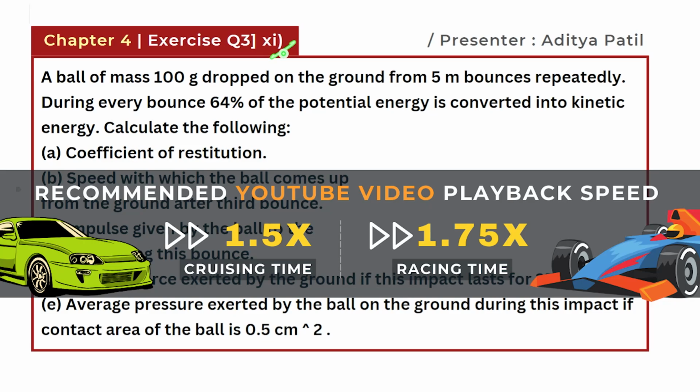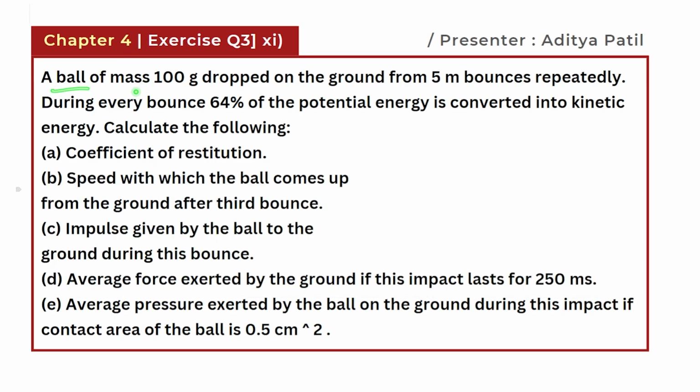In this video, we are discussing the 11th question from the exercise for the chapter Laws of Motion, which is the fourth chapter for 11th standard physics. Now, as per the question, we have a ball of mass 100 grams, and this ball is dropped from a height of 5 meters onto the ground.